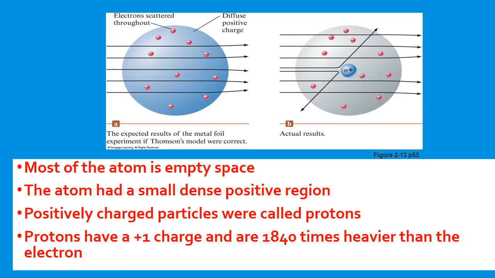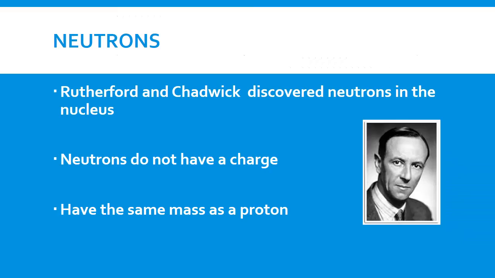So protons were discovered. They were positively charged particles. They have a charge of +1, and they're about 1840 times heavier than the electron. The neutron was later discovered by Chadwick and Rutherford, or some people say it was Chadwick only. Neutrons do not have a charge and have the same mass as a proton.